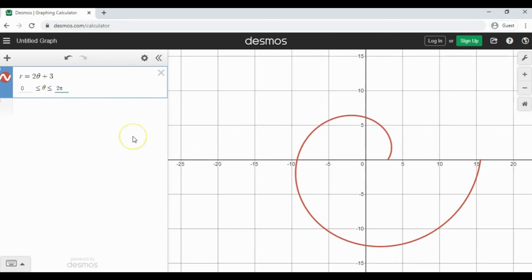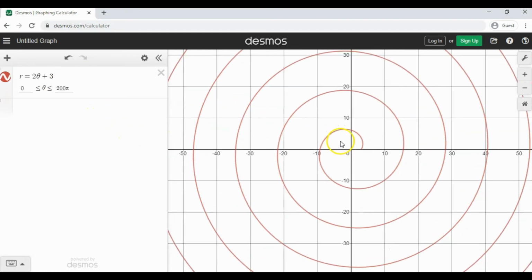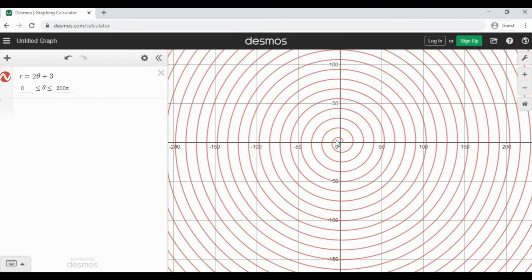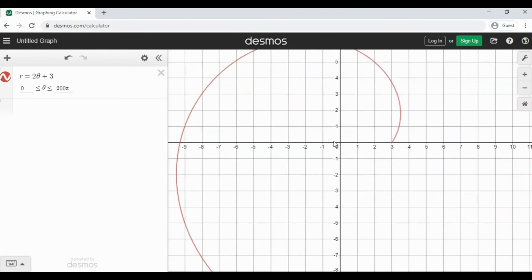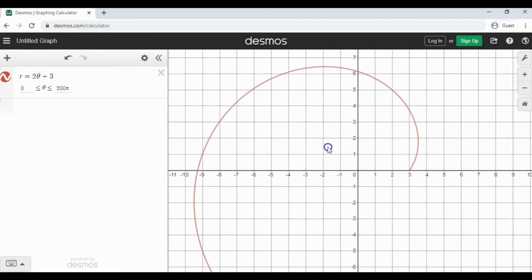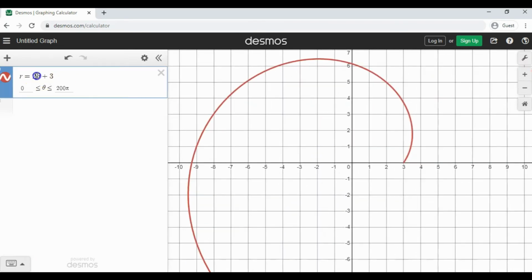If we go up to 200 pi, it's just going to keep spiraling and spiraling and spiraling. That is what you get when you do theta to the first power. Now what I want to show you is that you can do other interesting, neat shapes.